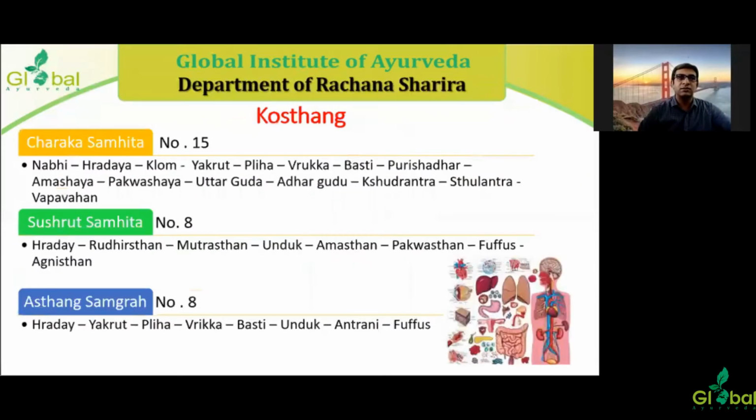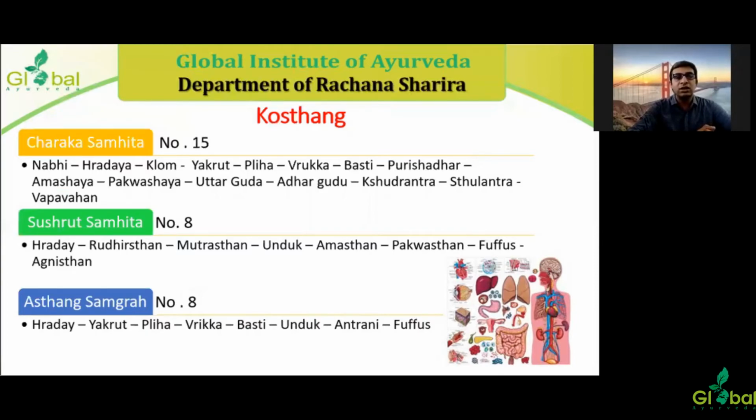Coming to the kosthanga, the hollow organs of the body, as per Charaka Samhita, there are 15 kosthanga situated in the human body, which include nabhi, that is the umbilicus, hridaya, that is the heart, and kloma, which is controversial. We can take either the trachea, lungs, or pancreas as the kloma.